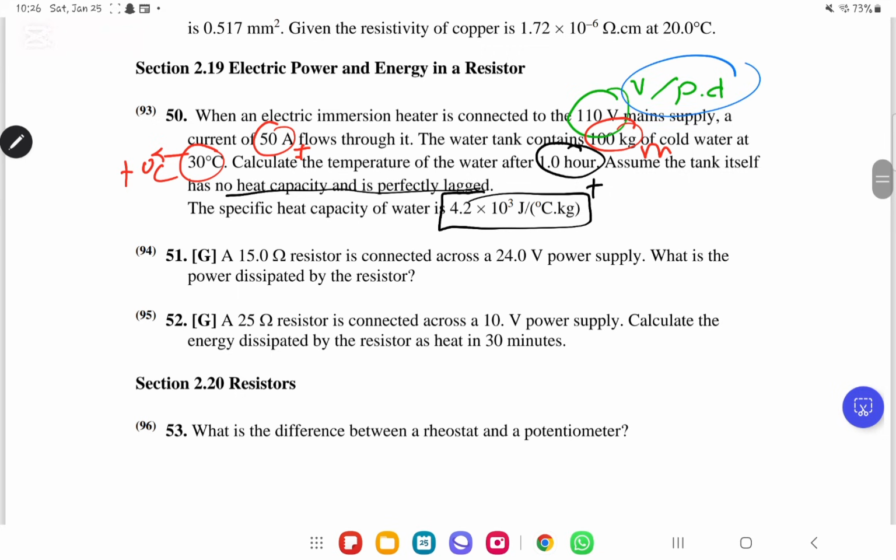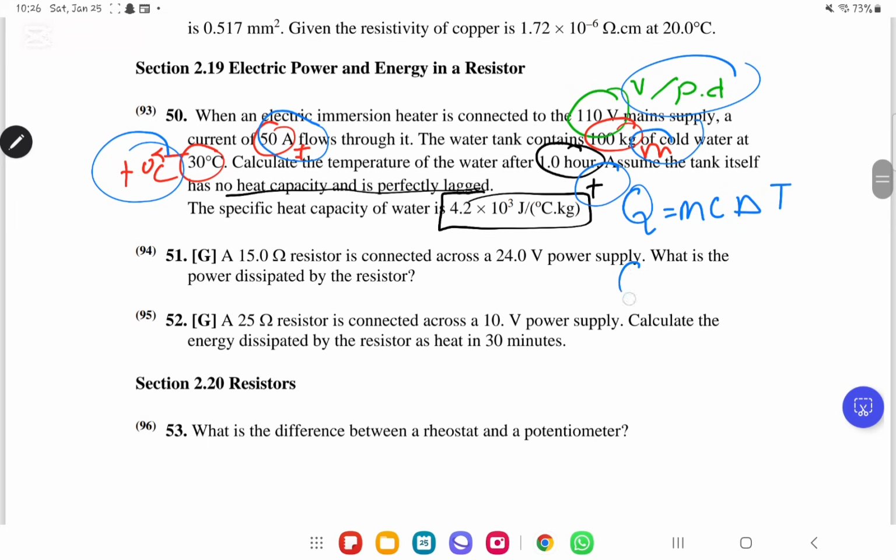We have the voltage or potential difference. We have the current I. We have the time T, but we need to change it to seconds, of course. Then we have the mass and we have the temperature in degrees Celsius. Okay, now if you remember, we know that the energy Q or E is equal to M times C times delta T.